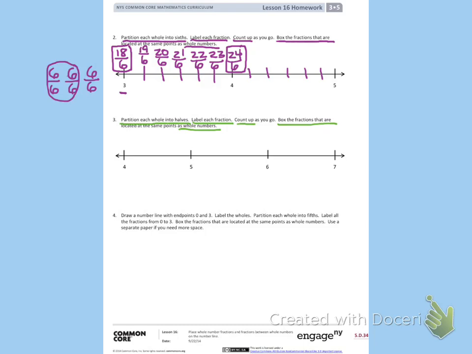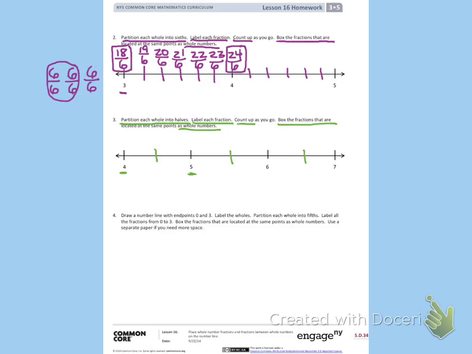As I can see, the number line begins with a 4. Between the whole numbers 4 and 5, I'm supposed to divide it into halves. Halves mean 2 equal pieces. So I'll go ahead and do that now. I will continue by dividing the number line between the 5 and the 6 into 2 equal pieces, and between the 6 and the 7 into 2 equal pieces.